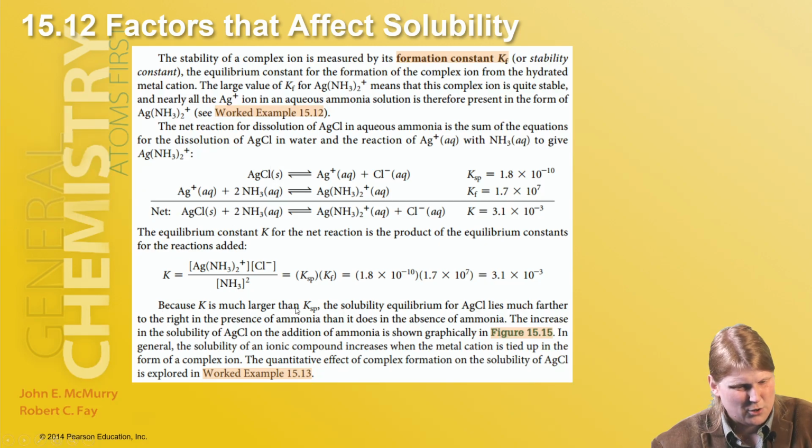Because K is much larger than KSP, the solubility equilibrium for silver chloride lies much farther to the right in the presence of ammonia than it does in its absence. This addition is shown graphically. We looked a little bit at this, and it ties up the metal cation in a complex.